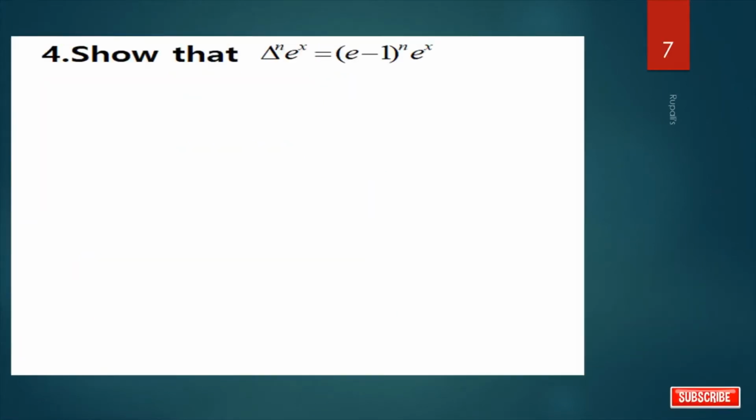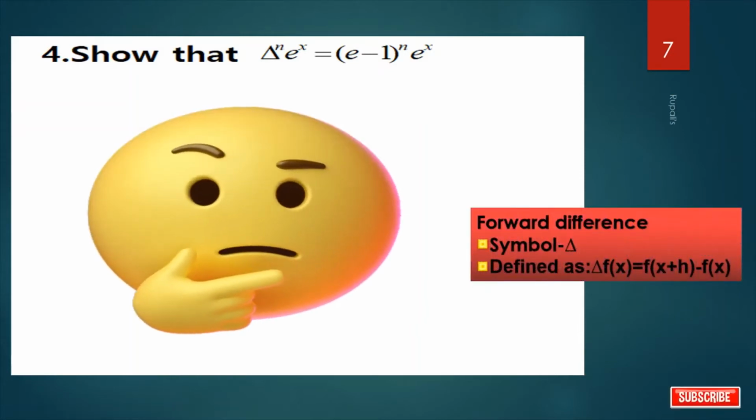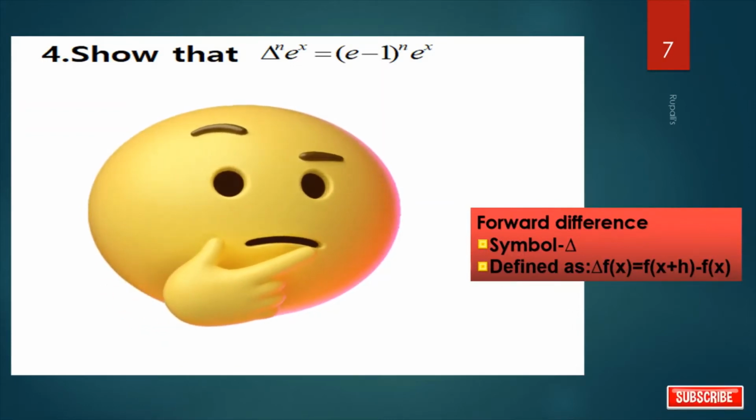Our next example is to show that delta to the power n of e to the power x equals (e minus 1) whole to the power n into e to the power x. I am giving hints. This is the forward difference operator. Now think. I am giving 10 seconds to think.